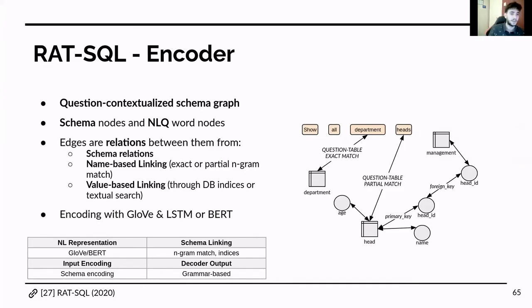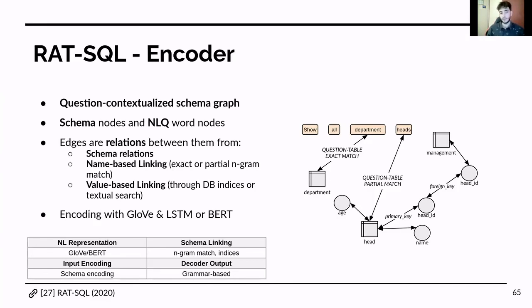And the last system we're going to see for today is called RAT-SQL. It works on the Spider dataset. And what is very interesting is that it encodes the input as a graph, a question contextualized schema graph. So first of all, a schema graph is a graph that contains all tables and all columns of the schema. And it also contains all the relations between them. So it has edges that show which columns appear in which table, which columns are primary keys, or which columns are foreign keys, and so on.